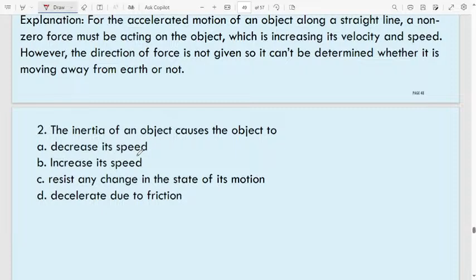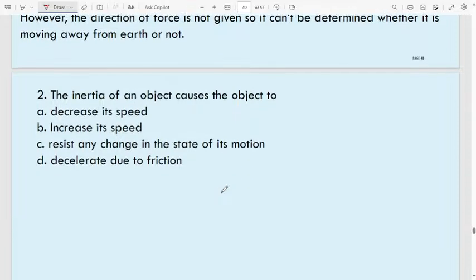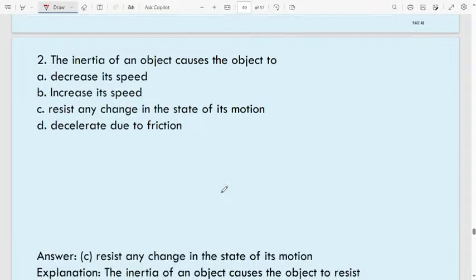Next question. The inertia of an object causes the object to: option A, decrease its speed. Option B, increase its speed. Option C, resist any change in the state of its motion. Option D, decelerate due to friction. Option C will be the correct answer.